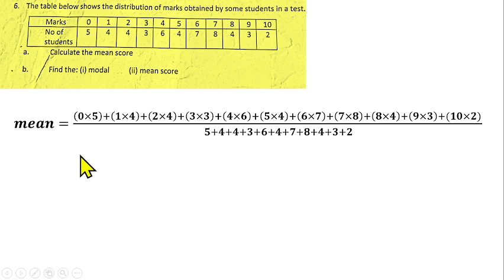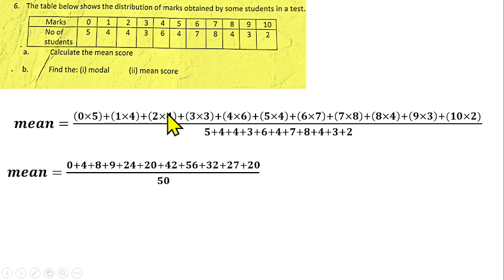If you simplify this further, you have 0 here, 4 plus 8 plus 9 plus 24 plus 20 plus 42 plus 56 plus 32 plus 27 plus 20 over, if you sum the denominator together, you have 50. Now you can sum the numerator also. If you do that, we have 242 divided by 50, and if you divide that, it gives us 4.84 as the mean of this score.